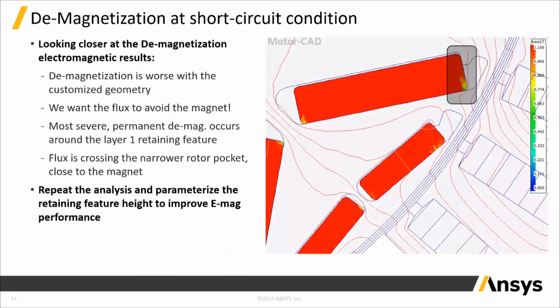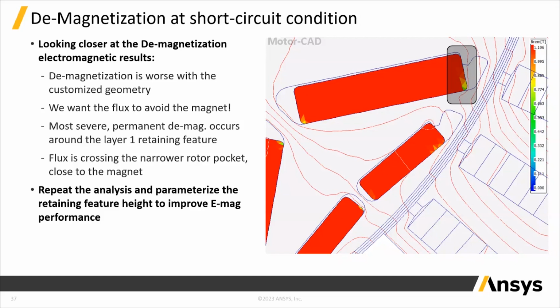And perhaps one to look a bit closer at, which may be an interesting one from a mechanical design point of view, is the demagnetization at short circuit condition. This is the worst case scenario, which can cause permanent demagnetization. We saw that it is a little bit worse with this customized geometry. In this particular condition, we want the flux to completely avoid the magnets and go around into the posts and bridges, the same posts and bridges which are also being used for the mechanical strength. So they have quite a dual function, a multi-physics function.